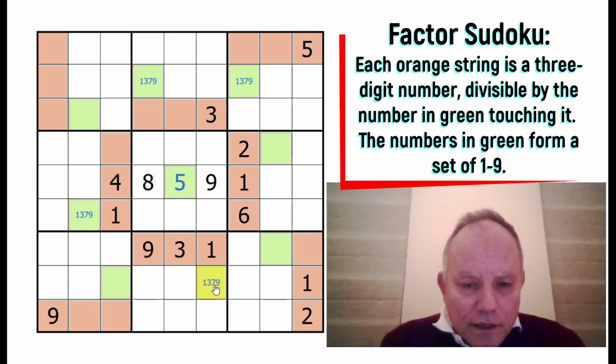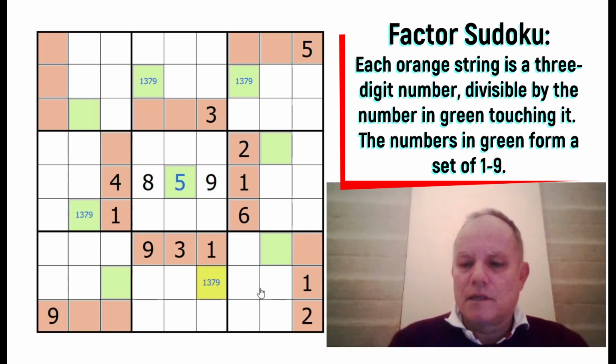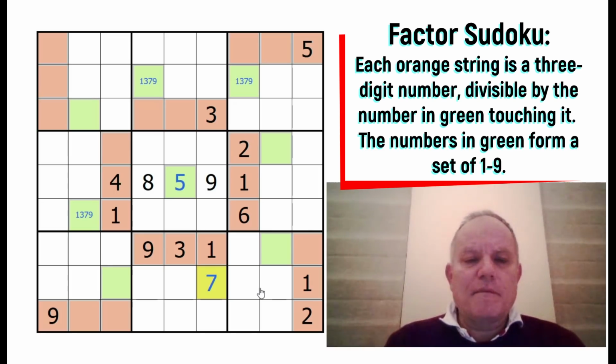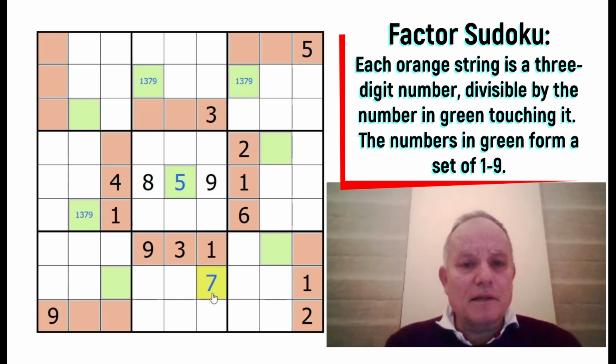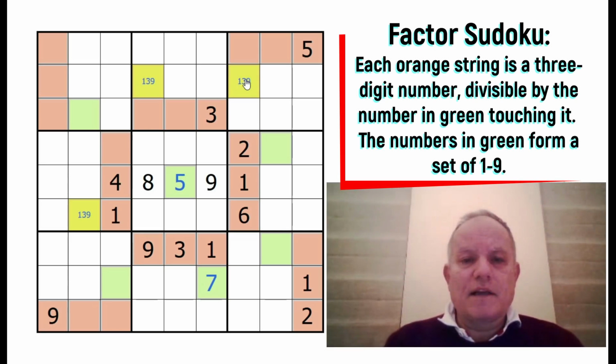And look at this one. This has to be the 7 because 9, 3, and 1 are in its box. So even without doing the maths to work out whether 7 goes into 931, I know that it must, which is quite fun. I suppose it is 133 must be that division of 7 into 931.